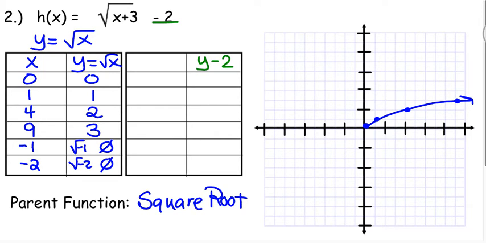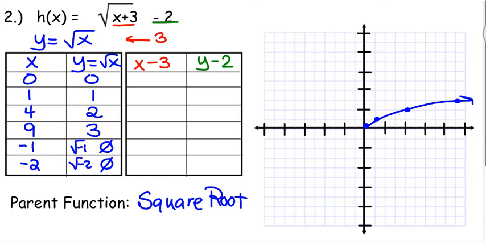Then we have a plus 3. The plus 3 is underneath the radical, so that affects the horizontal axis. I always tell my students, think opposite. So it's actually going to move it to the left 3 units. In order for us to move it left 3 units, like this, we need to subtract 3 from all the x values, so x minus 3. All right, so let me erase that to come up with our final answer.